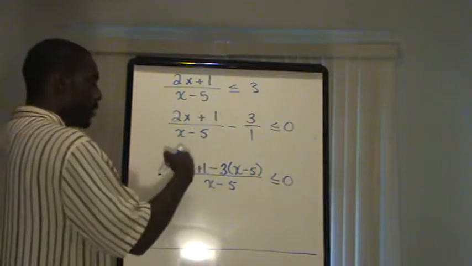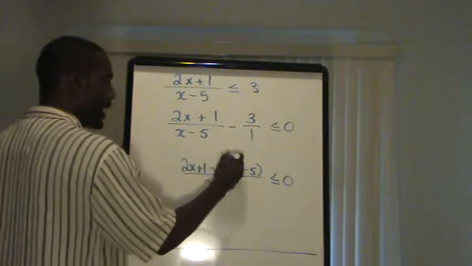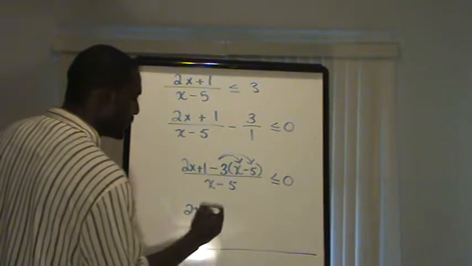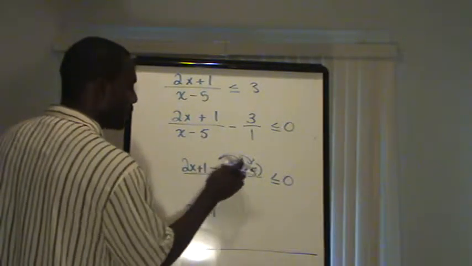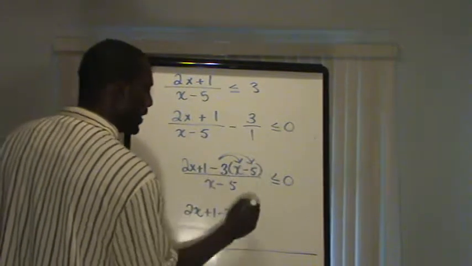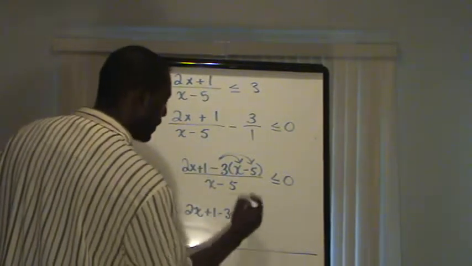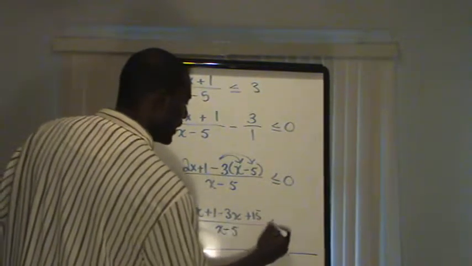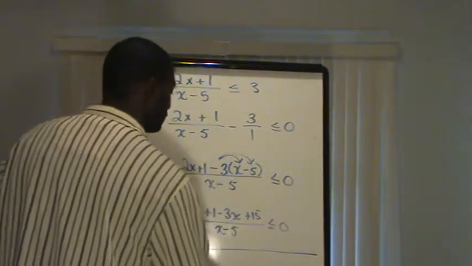So as we get ready to rationalize in the numerator, we use our distributive property. Bring down my 2x plus 1. A negative 3 times x is negative 3x. Negative 3 times negative 5 is positive 15. All over x minus 5 less than or equal to 0.